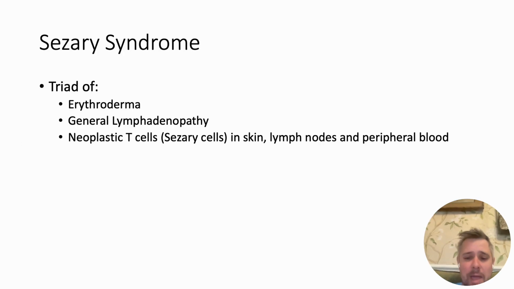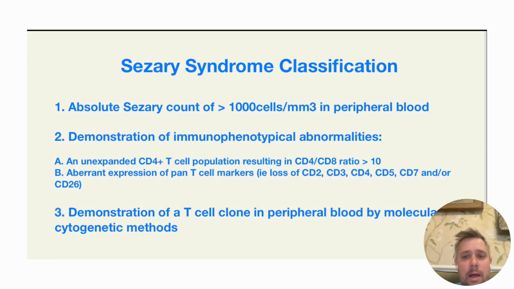So I won't really go into Sézary syndrome, but I suppose people often wonder what the blood classification is. So Sézary syndrome, as we know, we often see a triad of erythroderma, generalized lymphadenopathy, and then you might see neoplastic T cells called Sézary cells in the skin, the lymph nodes, and the peripheral blood.